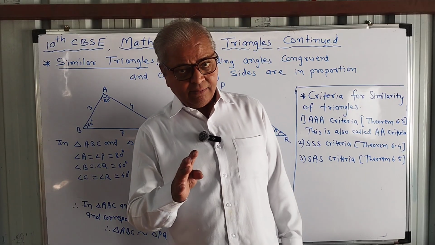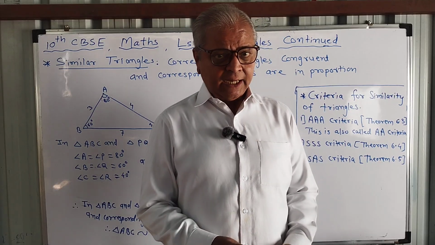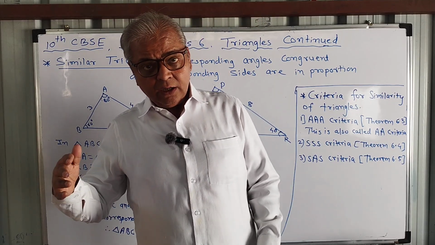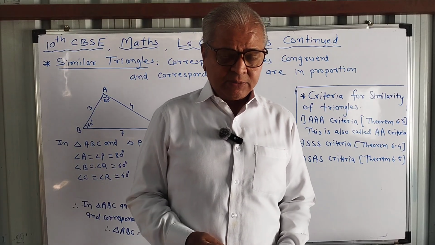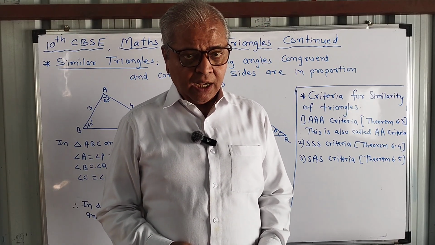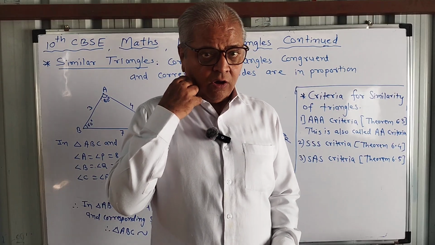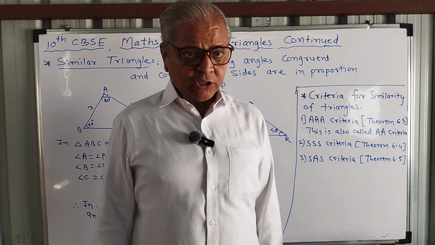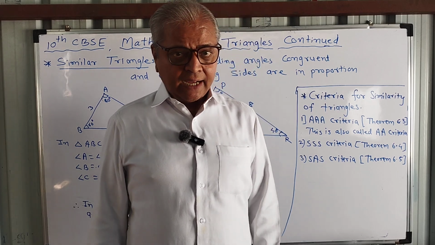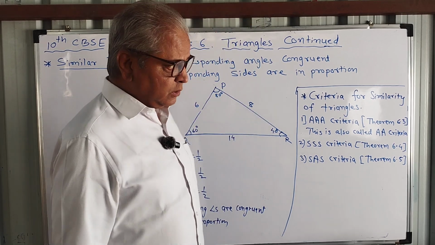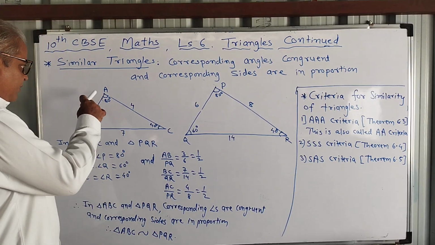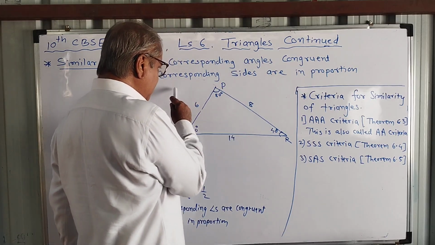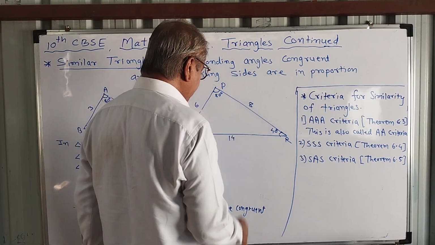See, there are 6 elements, 3 angles and 3 sides. 3 sides of one triangle are in proportion with 3 corresponding sides of another triangle, and 3 angles of one triangle are congruent with 3 corresponding angles of another triangle. Then the triangles are similar. So this is the definition for similar triangles. Corresponding angles are congruent and corresponding sides are in proportion.